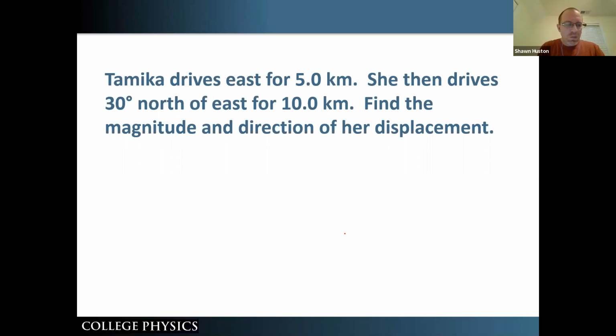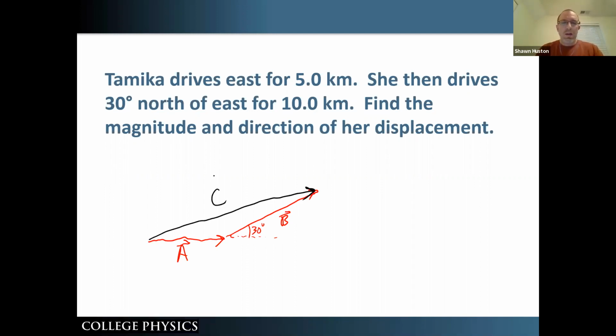So let's maybe draw this out here. Okay, so 5 kilometers, call this vector A, to the east, and then 10 kilometers, call this vector B, at a 30-degree angle north of east. And then my vector C, or my vector R, or whatever I want to call it, is just A plus B added together. And it's that vector C that we want to find the magnitude and the direction of. So we want to find the size of C, and we also want to find that angle theta that I've drawn in right there.